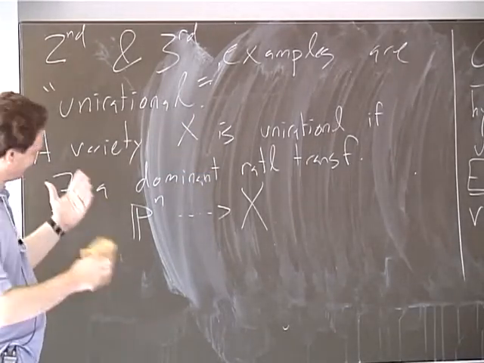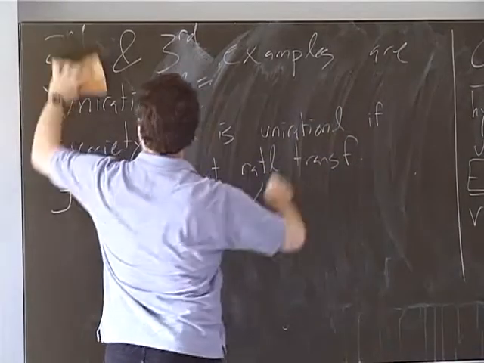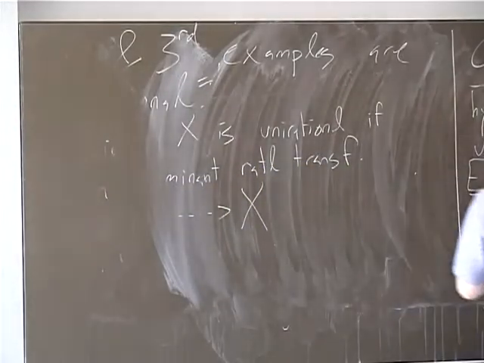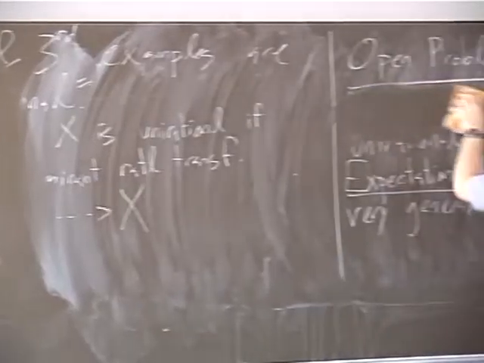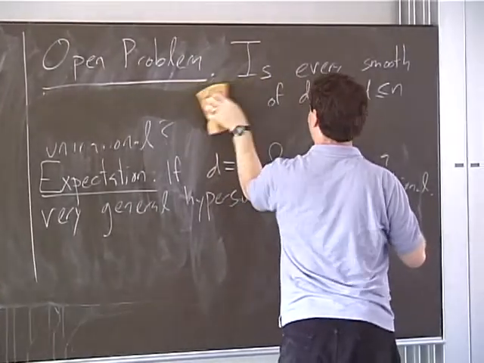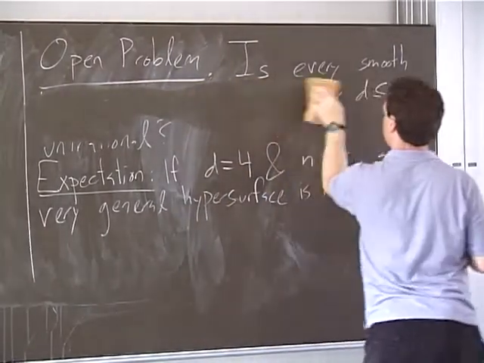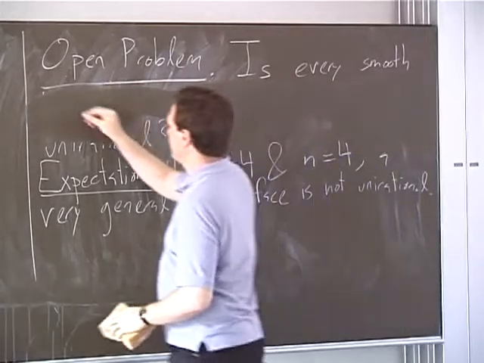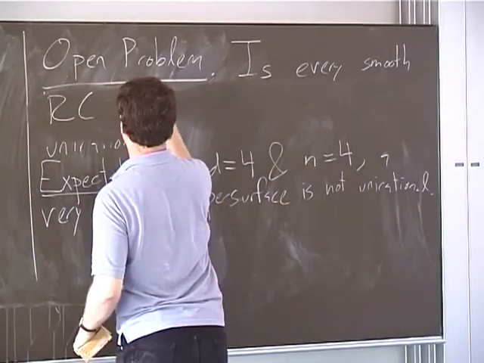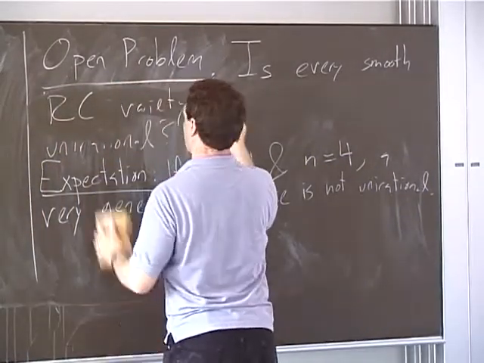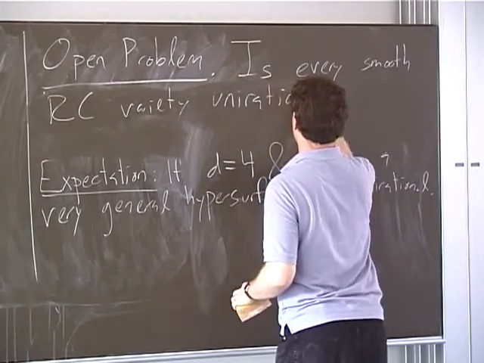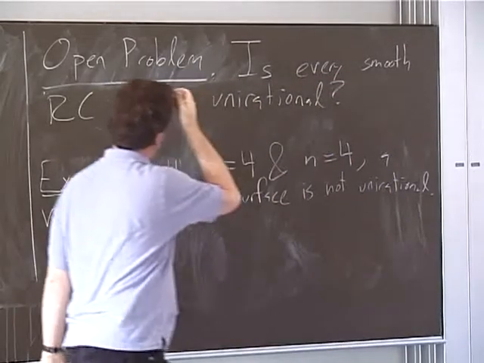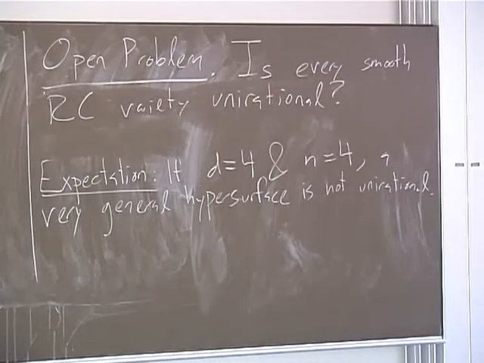But if you suspect your variety is not unirational, we don't have any way of proving that. So this open problem here, instead of using low-degree hypersurfaces, you could put in the words rationally connected variety. So, is every smooth rationally connected variety unirational? And we don't know. Again, the suspicion is no, that most rationally connected varieties are not unirational, but we don't know.